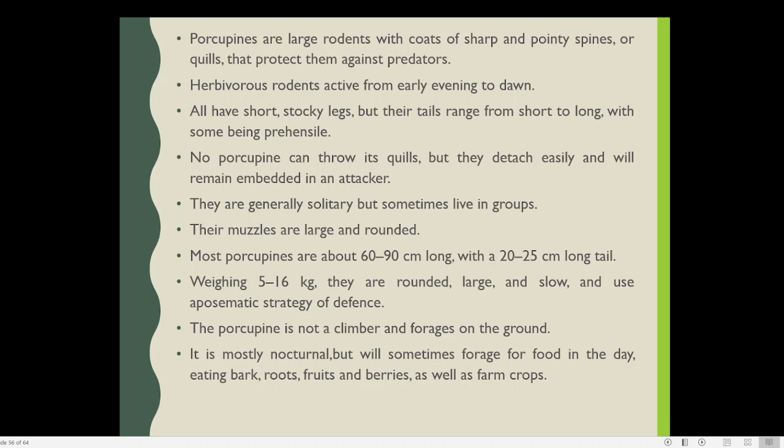Porcupines are generally considered to throw their quills or spines, but there is no such feature. They cannot throw their spines on any other animal, but the spines detach easily and remain embedded in an attacker. For example, if the animal is vibrating its back or abdomen, the spines are very loosely attached. And if spines fall on the body of a lion, a leopard or a tiger, the spines may remain in the skin for a long time. So that is the peculiarity of the spines or quills of the porcupine.